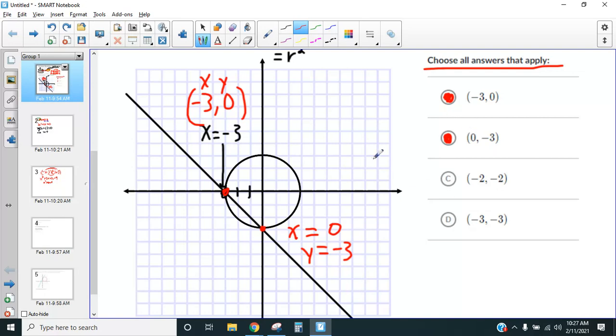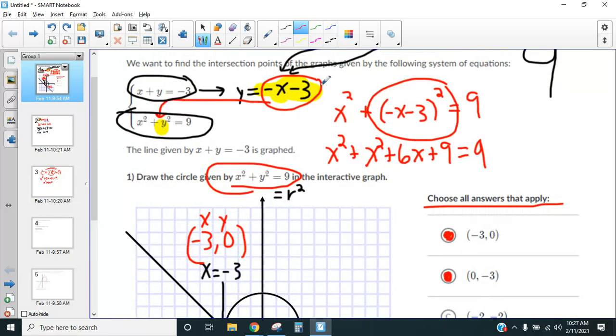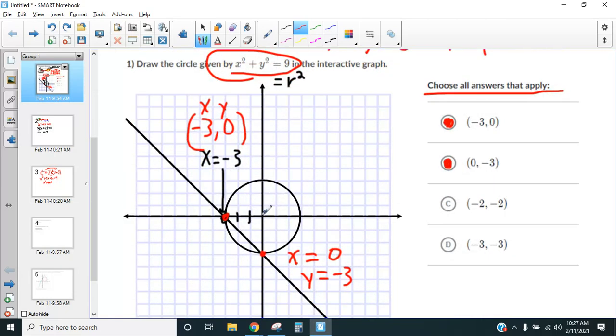Now, we could have just done that from the graph. We could have. If you didn't know how to graph a circle, though, you would have had to solve it the long way that we did, right? We would have had to say, how can we make a circle cross at those two spots? There's only one way.